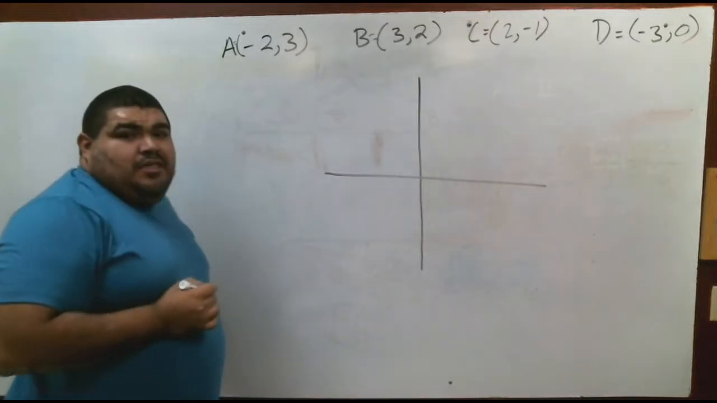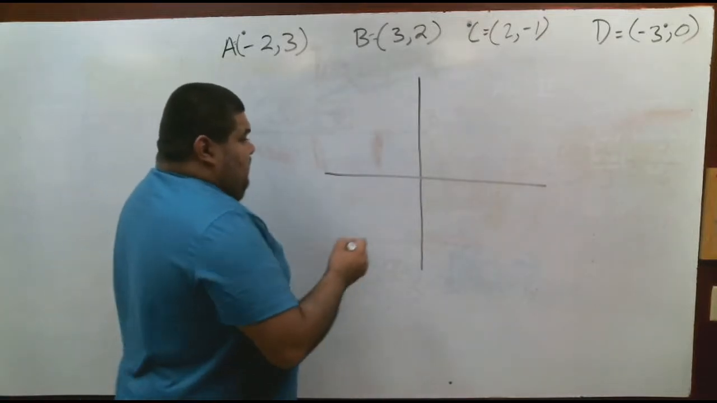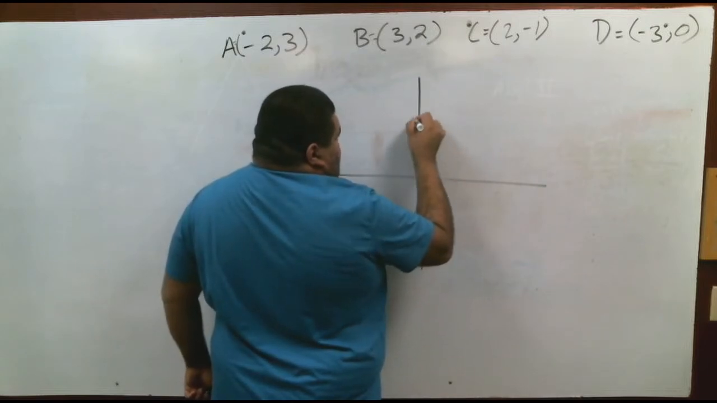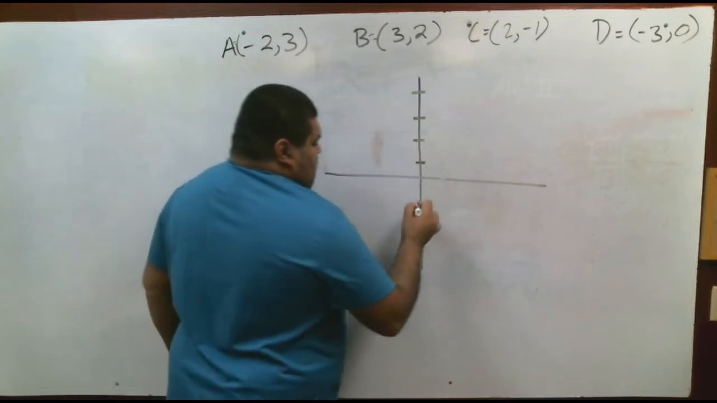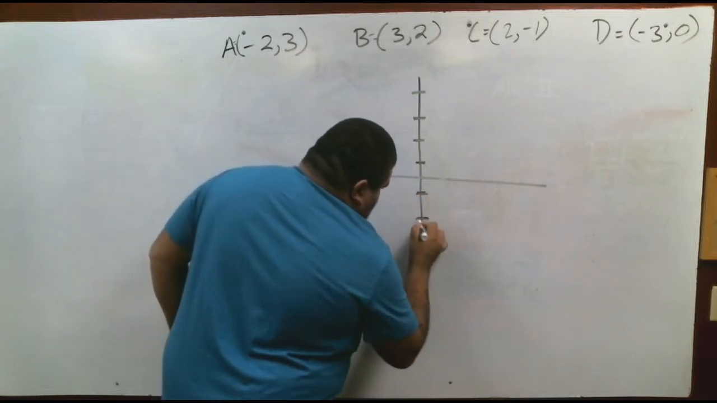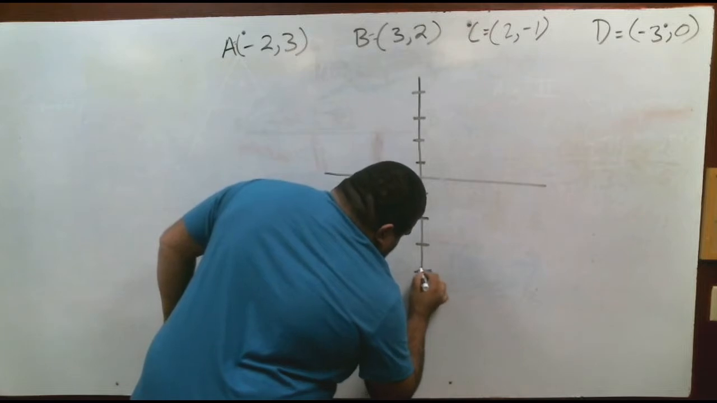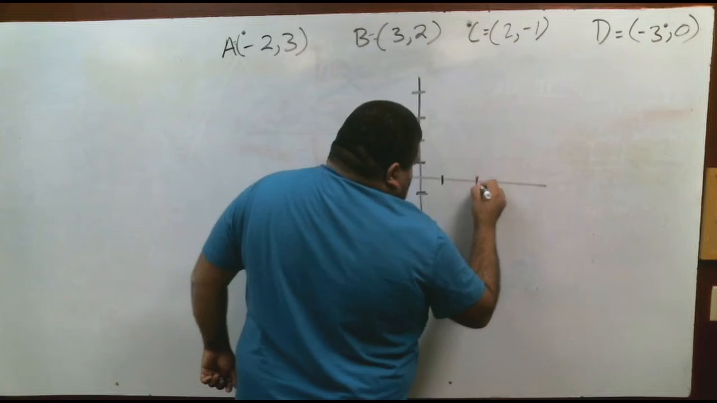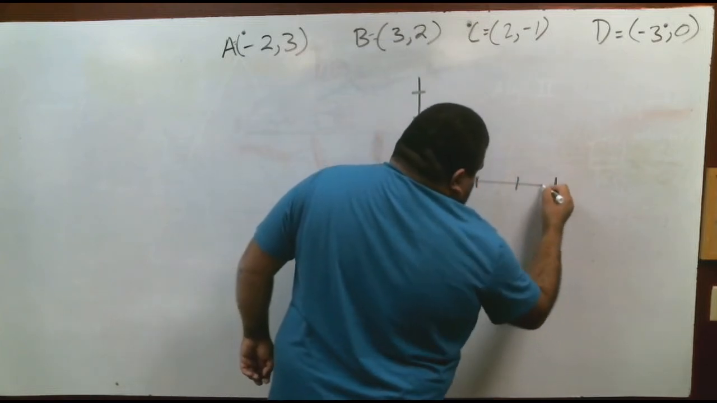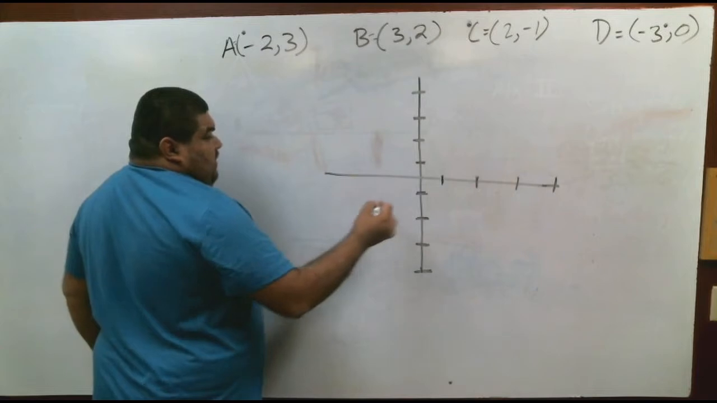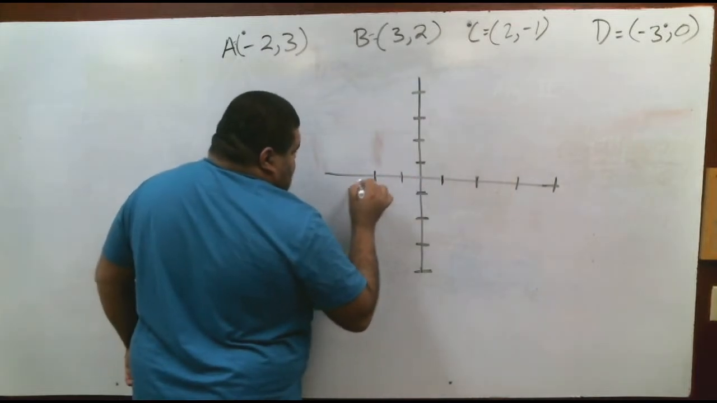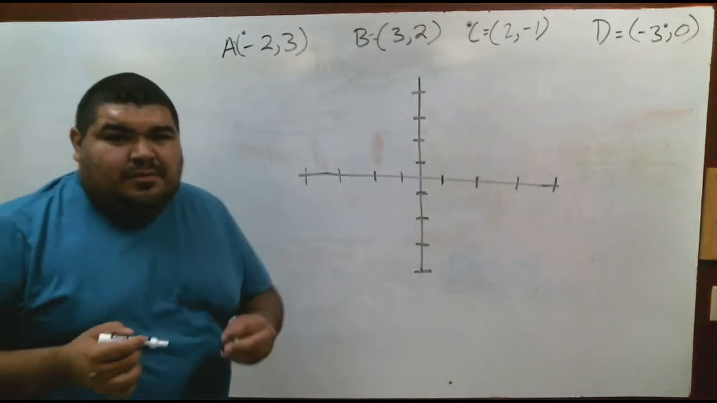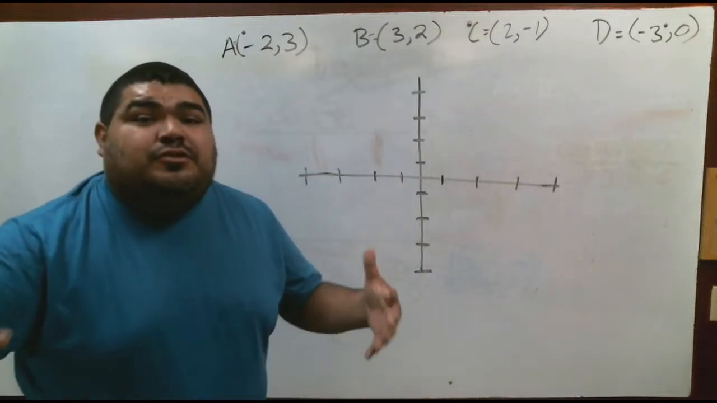Now that we have our graph, I'm going to label it. 1, 2, 3, 4, -1, -2, -3, -4, and then the same on the other axis: 1, 2, 3, 4, and -1, -2, -3, -4. Now that we have our graph, we're actually going to plot those points.